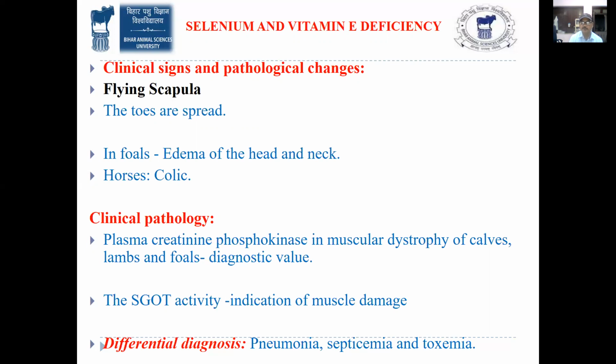Horses may be presented initially with clinical signs of colic. In clinical pathology, plasma creatine phosphokinase in muscular dystrophy of calves, lambs, and foals is of diagnostic value. The SGOT activity is also an indication of muscle damage, but not as reliable as creatine phosphokinase. Differential diagnosis includes pneumonia, septicemia, and toxemia, because they have similar presentation of signs.